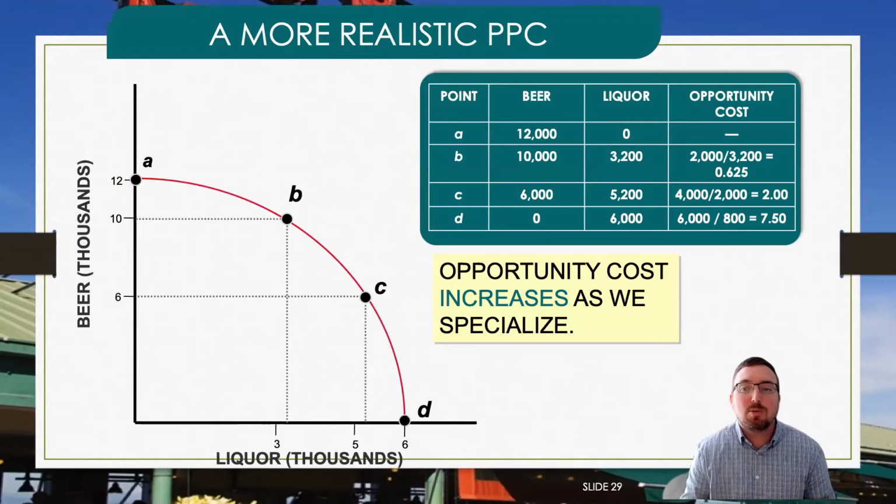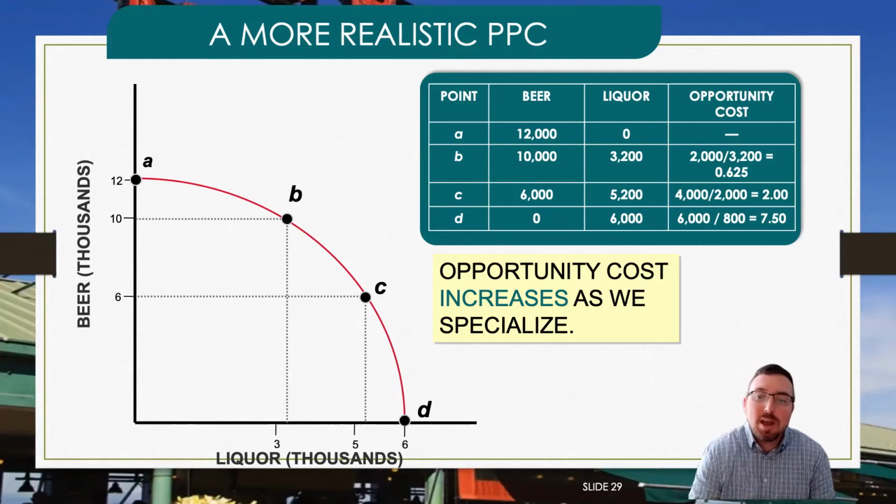So this is typically what we see as a realistic PPC curve, or production possibilities curve. Again, notice as we go from each production point, producing fewer bottles of beer and more and more bottles of liquor, the opportunity cost increases. Intuitively, what you want to think about is that as you produce more bottles of liquor, you're giving up more and more bottles of beer. It becomes more costly as you give up more and more bottles of beer.